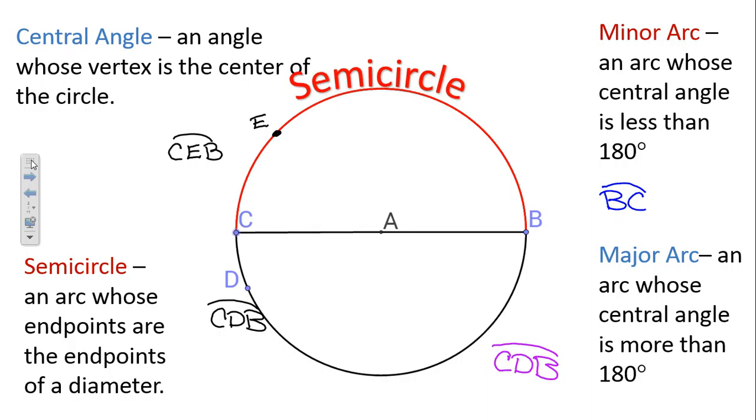Okay, a semicircle would be CDB because it starts at a diameter's endpoint and ends at a diameter's endpoint, and it goes through point D. Yep. Then if we wanted to talk about the upper semicircle, we could call it CEB because it starts at a diameter's endpoint, goes through a point on that circle, and then ends at the diameter's endpoint. Absolutely.